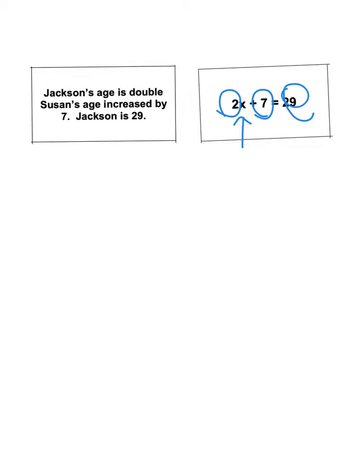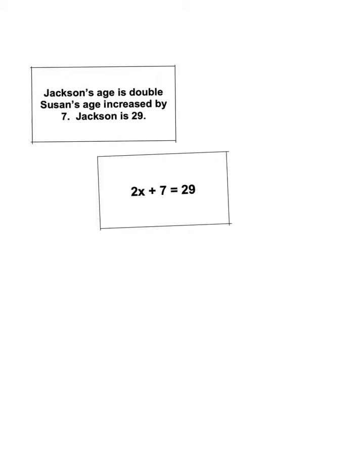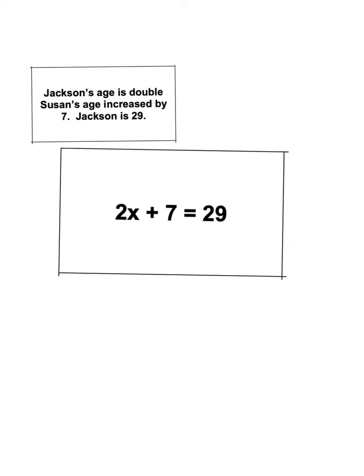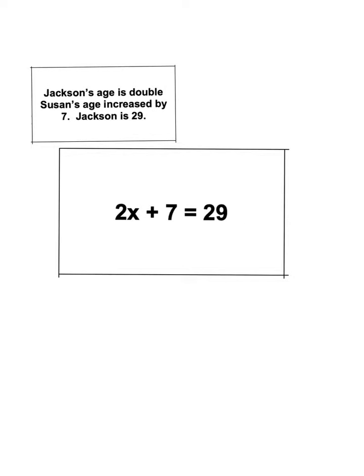So the other part of this is that I need to solve now for what is X. So we don't know Susan's age. We're going to find out how old Susan is. So let's just bring this down here and we'll talk a little bit about how I'm going to solve for X in this particular case. So I need to isolate X on its own.